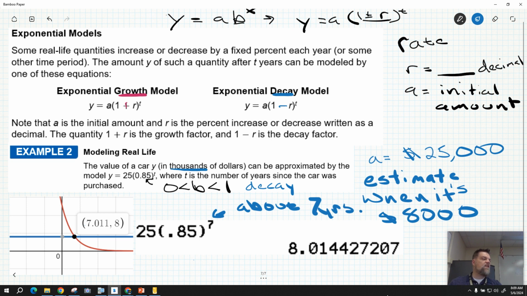So it takes about 7 years for that car to drop down in its value to $8,000. That's it. And then in the next section we'll show you how to do that algebraically. This is just a quick estimate using a calculator and stuff. Okay. Any questions on that one?